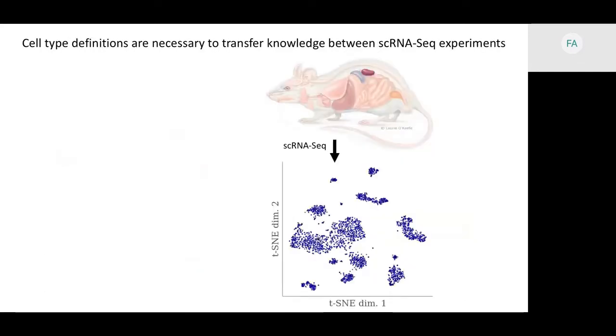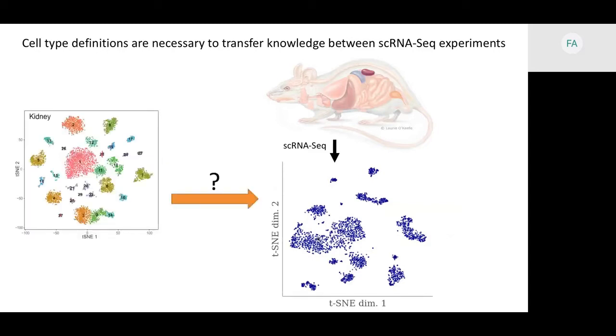So what happens when you do a single-cell RNA-Seq experiment on, let's say, mouse kidneys? How can you actually make use of this knowledge that was described in this atlas paper? And so you would like to transfer these labels essentially, or you want to make use of these cell type identifications. But right now, this is a very difficult problem because we don't really have quantitative definitions of cell types for single-cell RNA-Seq data.